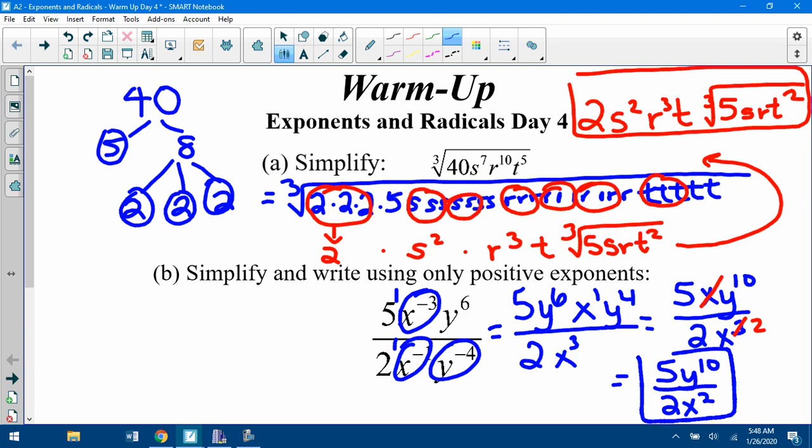All right, so depending on how you did on those two, will tell you where you're at in the unit. If you got both of those right, you're understanding everything. If you got them wrong, hopefully you understand where you went wrong.